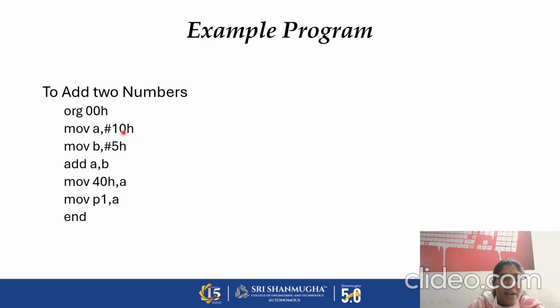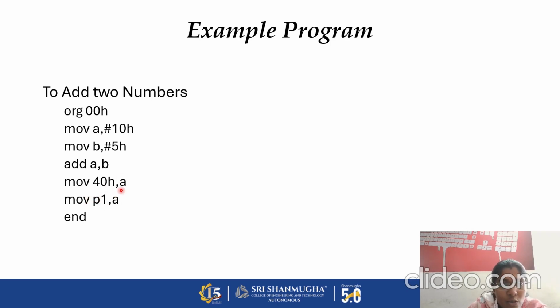Now I'm moving the immediate value 10 to the A register, and another value 5 to the B register. Now I'm adding the B value to A. That is, the value available in the B register will be added to the value available in the A register. So both values will get added and the result will be saved in the accumulator register, that is the A register. And now I'm moving this A register value to the 40H memory location, and I'm moving this A value to port 1 also.